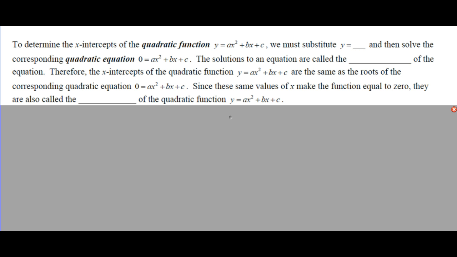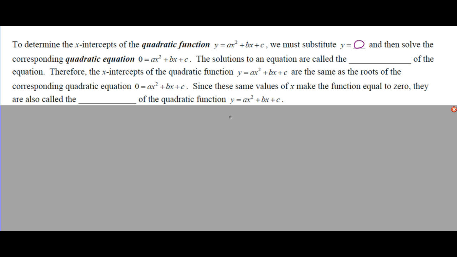All right, so to determine the x-intercepts of the quadratic function, y equals ax squared plus bx plus c, we must substitute y equals 0 and then solve the corresponding quadratic equation, right? So the function y equals, that's all of the points, right? That's the entire curve. The equation 0 equals ax squared plus bx plus c. That's only true for, at most, how many values? 2. Could be 1, or it could be none.